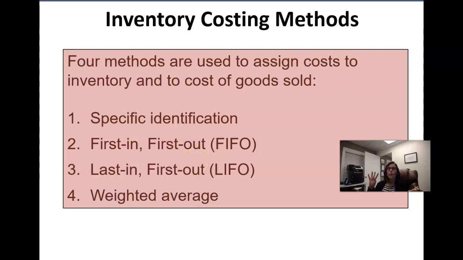There are 4 methods that we're going to use to assign costs to our inventory. Specific identification, what's known as FIFO, which stands for first in, first out, LIFO, last in, first out, and then something called weighted average.